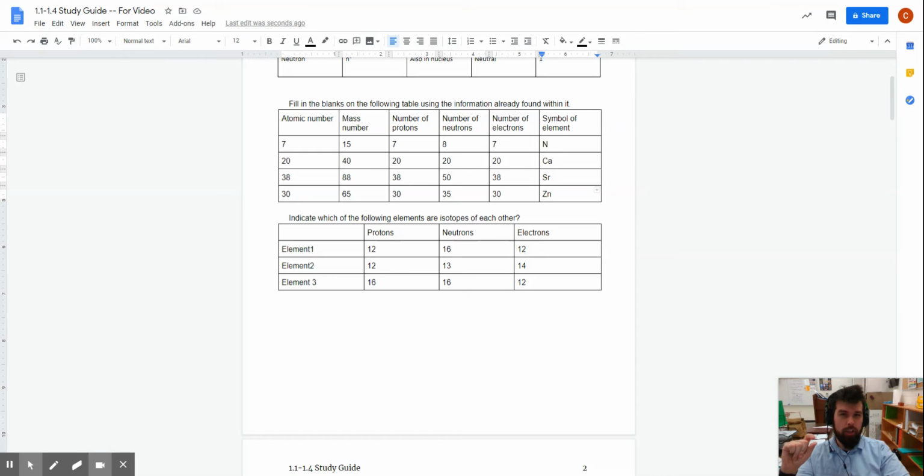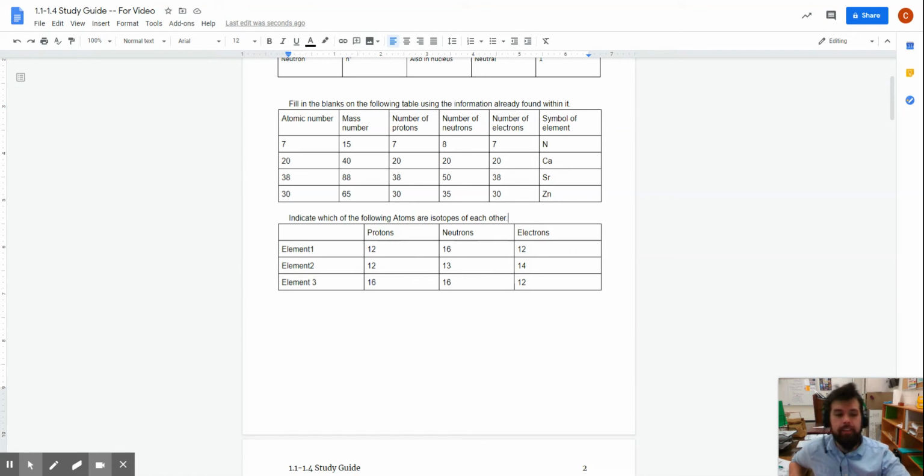Celebrate your small accomplishments. All right, so this next table, the directions say indicate which of the following elements are isotopes of each other. There's a question mark behind it because, yeah, sure. So let's see. If I have two atoms that are isotopes of each other, and this should also say atoms, not necessarily elements. What are you doing, Mr. Cruz? All right, so indicate which of the following atoms are isotopes of each other.